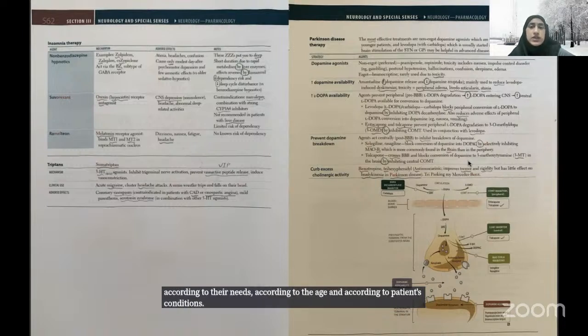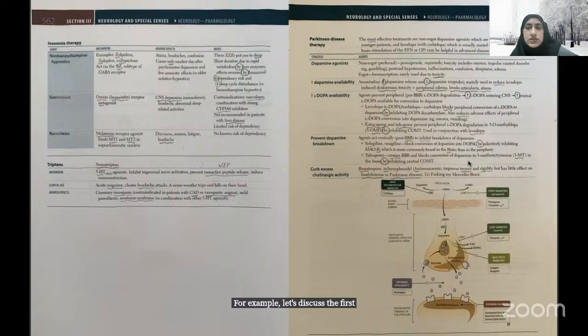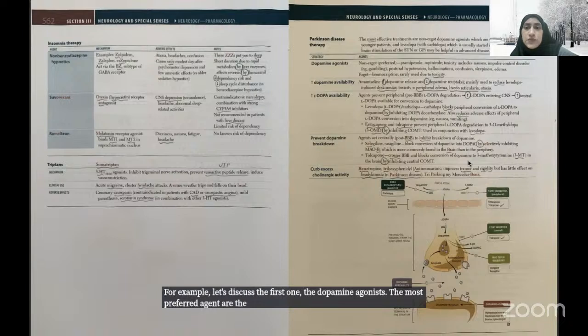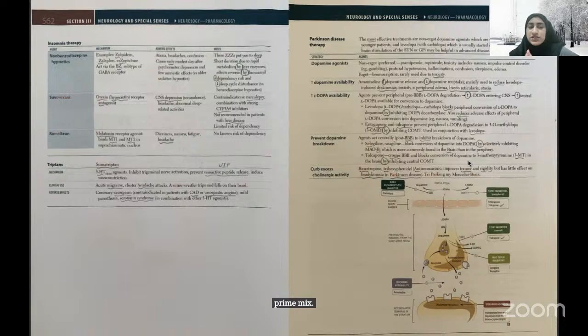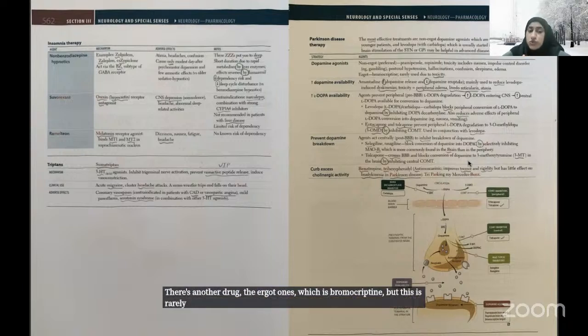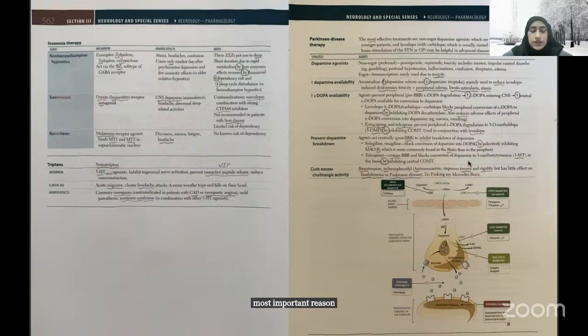For example, let's discuss the first one, the dopamine agonists. The most preferred agents are the non-ergot ones, for example, pramipexole. I always mistake this drug. Its adverse effects include nausea, impulse control disorder, postural hypotension, and hallucinations. There's another drug, the ergot one, which is bromocriptine, but this is rarely used, most importantly because of its toxicity.